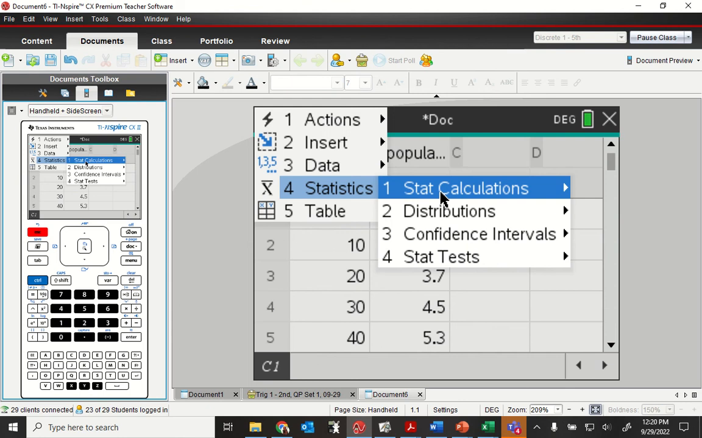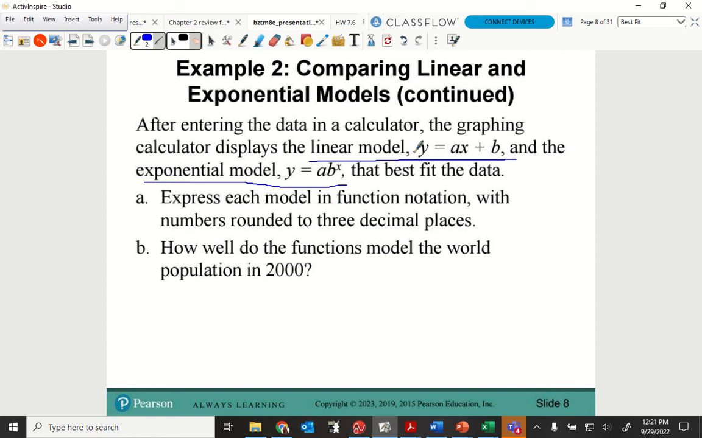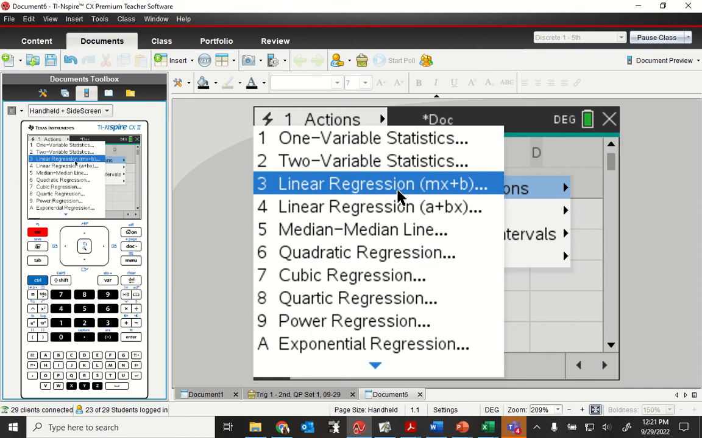So, now, if I go back to my notes, there were two different calculations we had to do. One was linear, and the other was exponential. So, let's go, and I'm going to do linear. Let's do linear regression, option 3 here.